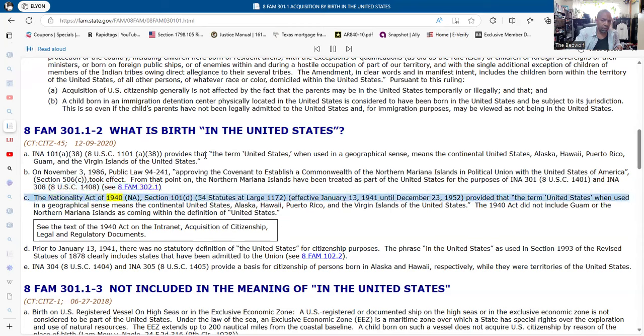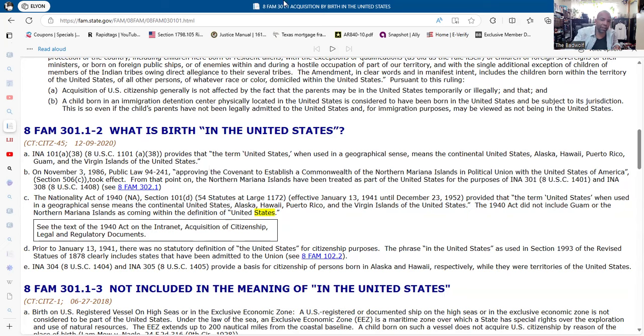The Nationality Act of 1940, N.A., Section 101, D., 54 Statutes at Large 1172, effective January 13, 1941 until December 23, 1952, provided that the term United States, when used in a geographical sense, means the continental United States, Alaska, Hawaii, Puerto Rico, and the Virgin Islands of the United States. The 1940 Act did not include Guam or the Northern Mariana Islands as coming within the definition of United States. Because the term United States meant America. They only came in under the political sense.